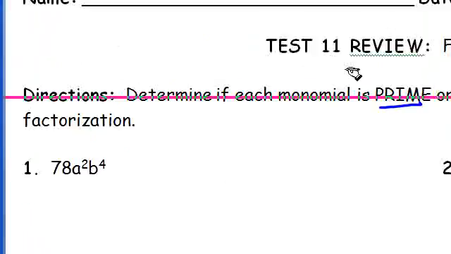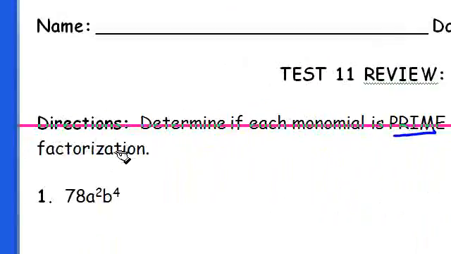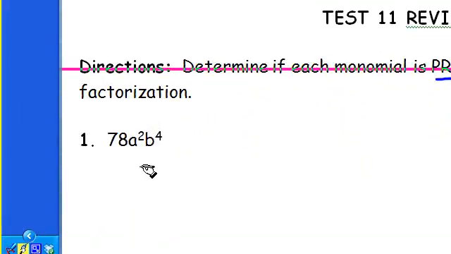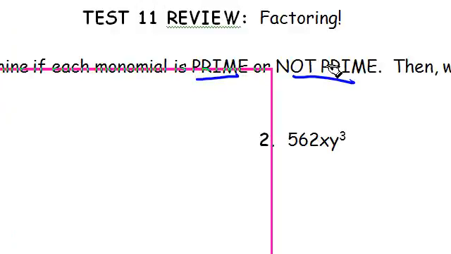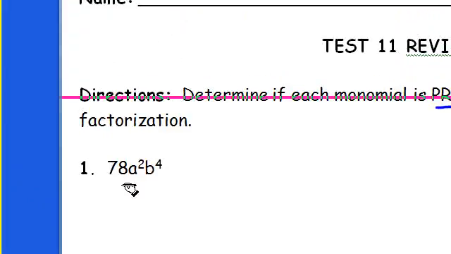So what we want to do is find the prime factorization of each monomial. What that means is just keep factoring until you can't factor anymore. And then the result that you end up with is called the prime factorization. So let's take a look at what that looks like.